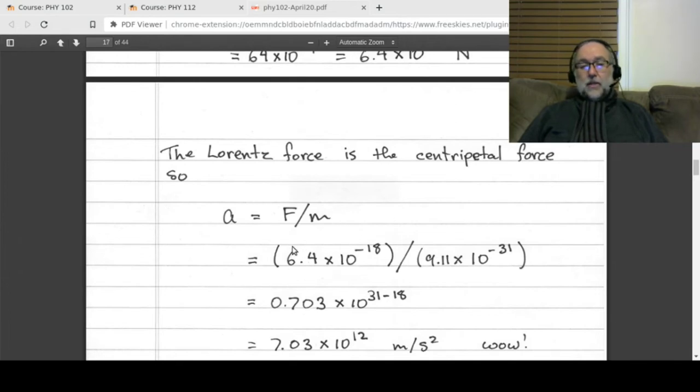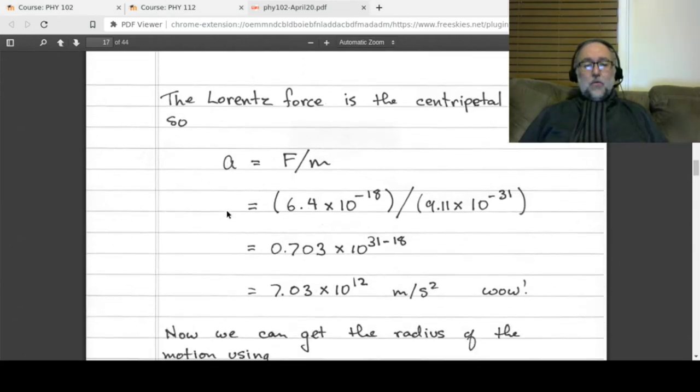We just calculated this number, 6.4 times 10 to the minus 18, divided by the mass of an electron, and the mass of an electron is 9.11 times 10 to the minus 31 kilograms. I didn't write the units in there, but these are in MKS. I would not expect you to memorize that number. You would get it on a test. And we did see this number in one of my previous videos.